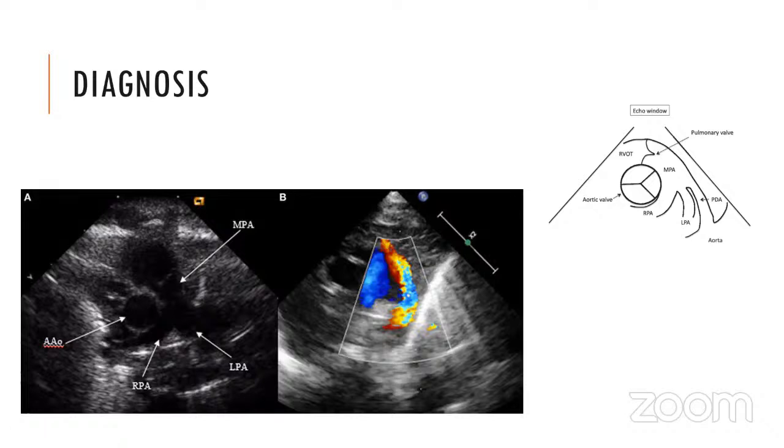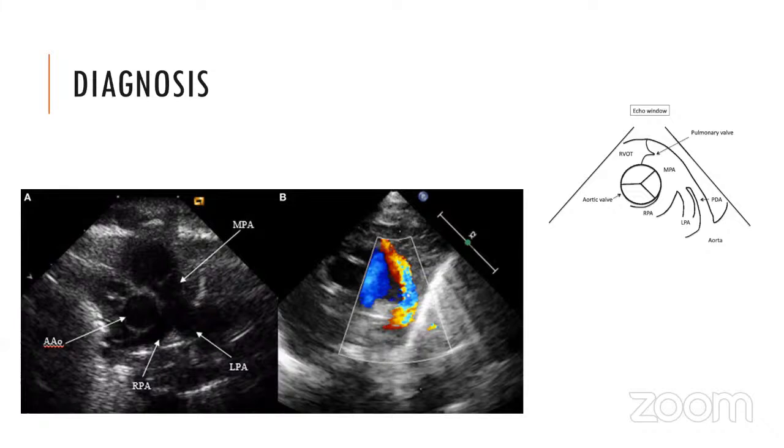Another parameter you're looking for is pulmonary hyperperfusion and systemic hypoperfusion, with the reversal of flow through the descending aorta. These are all only pertinent to the PDA itself. However, you can also assess other aspects of the heart through an echo if there are any accompanying anomalies. Other imaging modalities that can be used are CT and MRI, but they are rarely necessary.